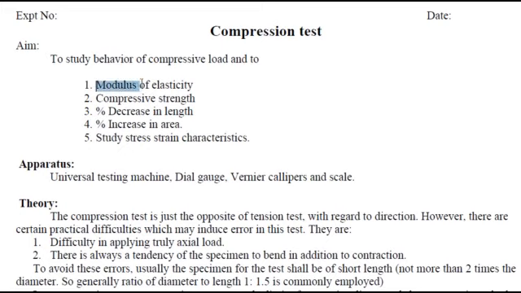In this experiment, we will determine the modulus of elasticity, the property of the material. We will find the compressive strength, the maximum load per unit area, the decrease in length, the percentage increase in area, and we will study the stress strain behavior. Similar to the tensile test, we will study all the properties here in the compression test. Both are one and the same. But in tensile test, we will be using an extensometer. Here there is no extensometer directly. The cross-section measurement will be taken because there is only a small amount of compression taking place.